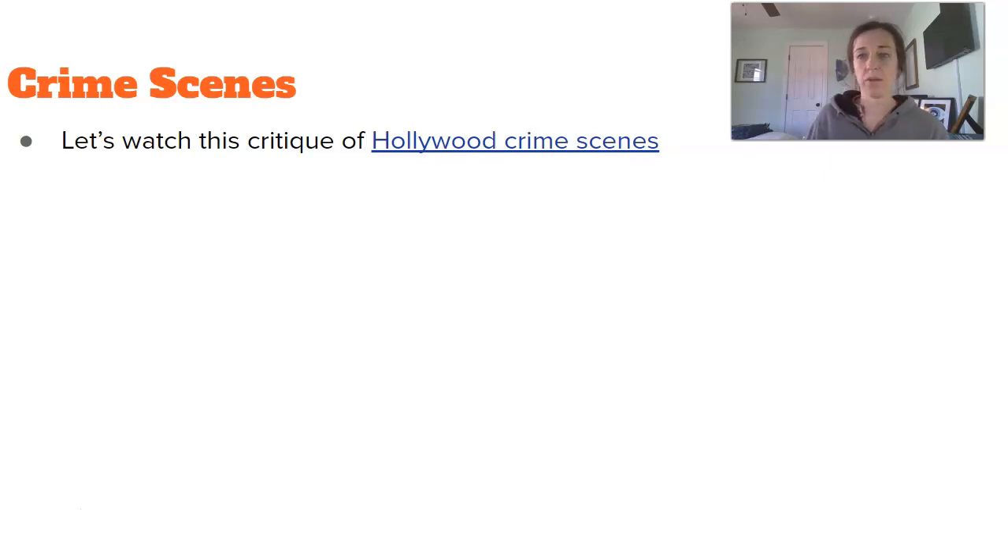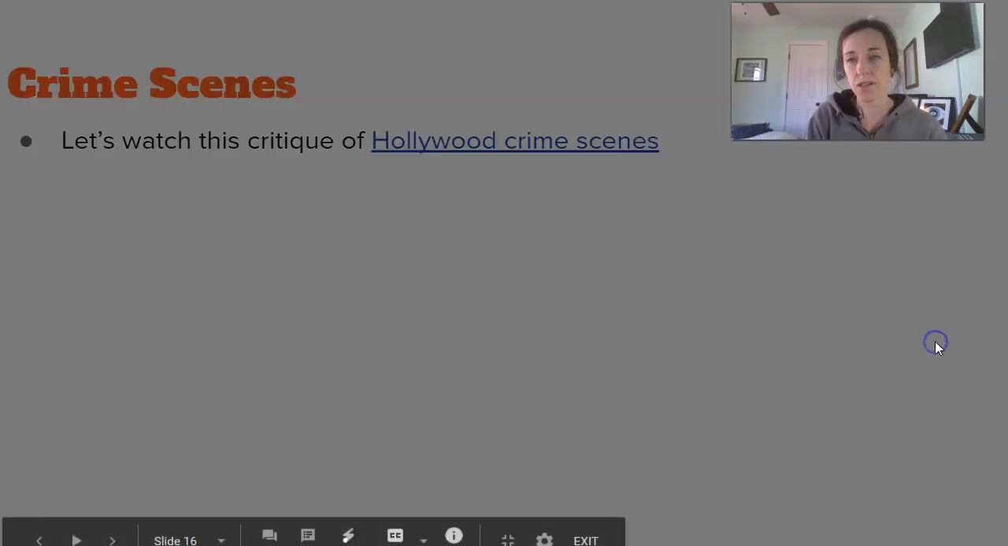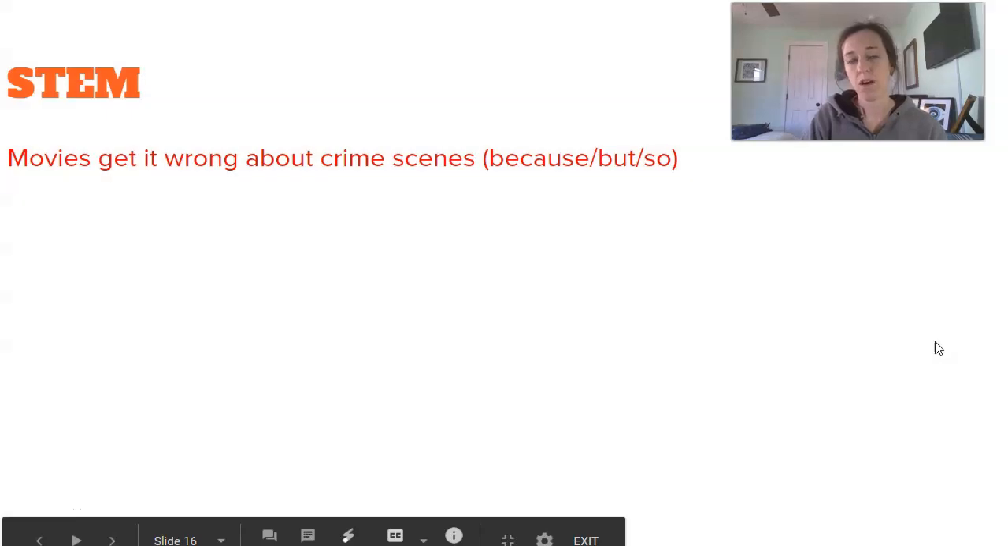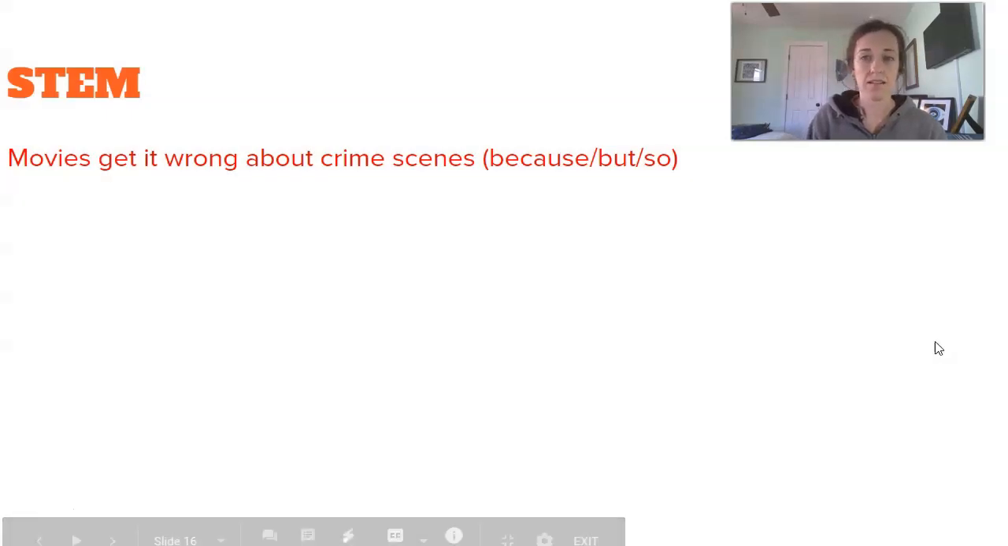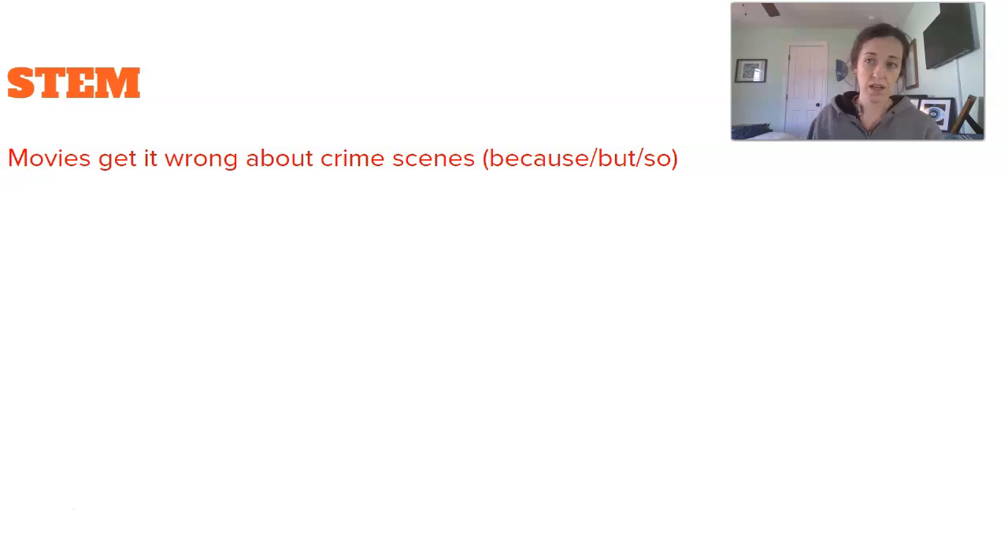So we're using that to apply to our own thinking about how you investigate a crime without getting too tangled in it. And that brings us to our STEM, which is movies get it wrong about crime scenes because, but, and so. So how can you use what you learned watching the critiques of the Hollywood film clips to further along your understanding of what a crime scene effectively is? And that's the homework for today, or the asynchronous work.